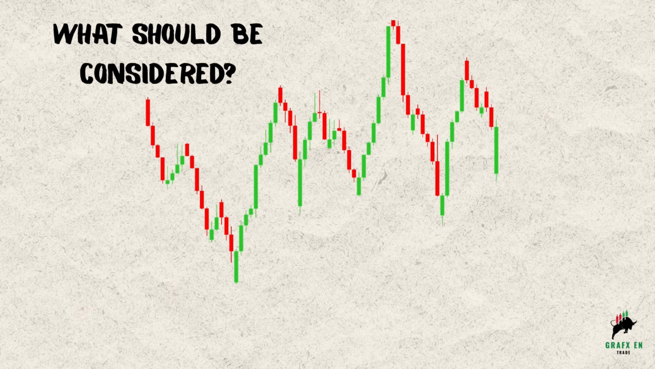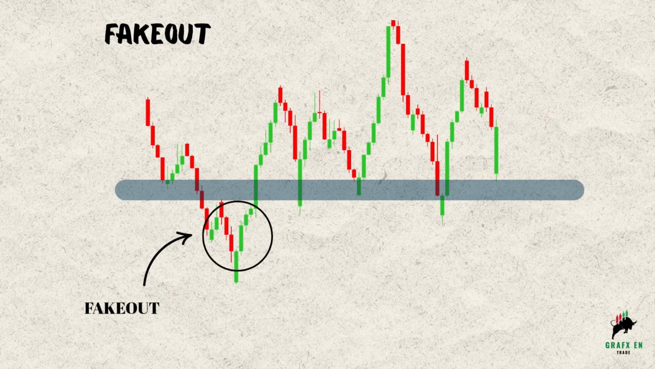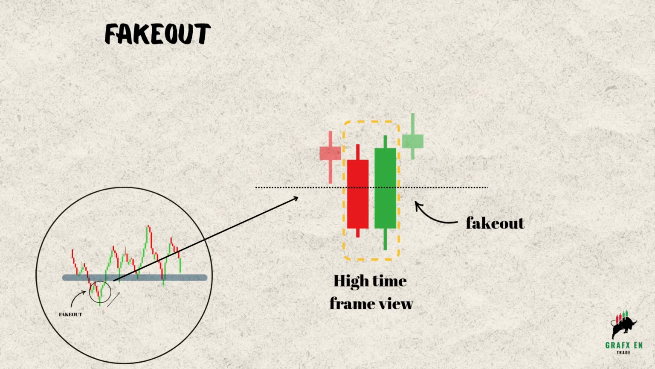What should we pay attention to when drawing these levels? First, there are fakeouts. Sometimes the price dips below support, and you might think it's broken, but then it bounces back up. This is a classic move to trap weak hands. So, check where the closing price is before assuming a level has broken. Daily and weekly closes are especially important.